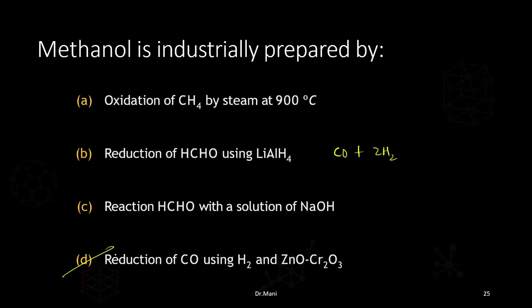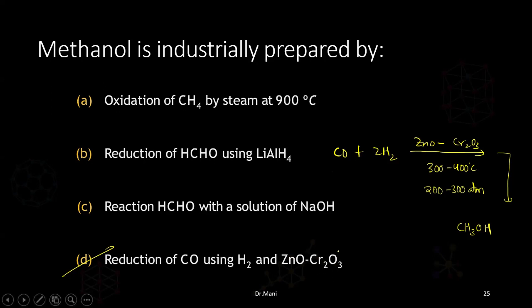Carbon monoxide, when you treat with hydrogen gas in the presence of ZnO and Cr2O3 at high temperature, 300 to 400 degrees Celsius and 200 to 300 atmospheric pressure, will convert into methanol, CH3OH. So the answer will be D. It is the reduction of carbon monoxide using hydrogen and zinc oxide and chromium oxide, Cr2O3.